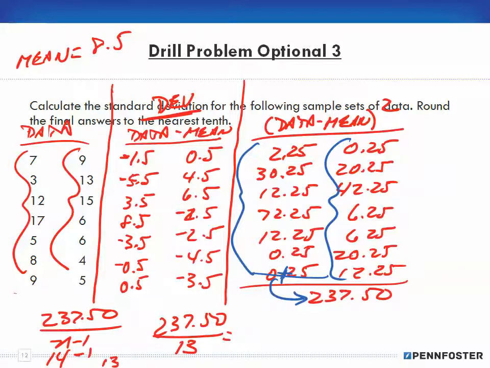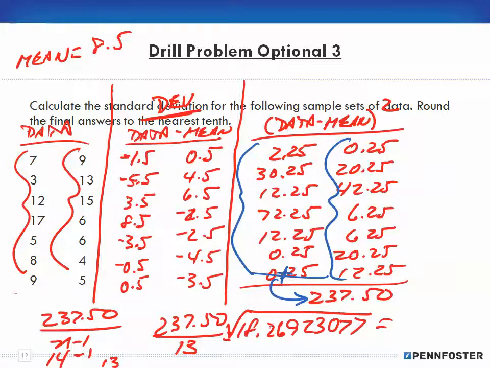That gives me 18.2692307. And just as an FYI, when you're doing this, don't shortcut. Don't round down. Don't say 18.27 because I don't want to write out all of the rest of those numbers. You're going to get the problem wrong. Use whatever is in the calculator memory, because now I'm going to take the square root of 18.2692307, and that's going to give me a standard deviation of 4.3. If I shortcut and take the square root of 18.27, I'm going to come up with a different answer.